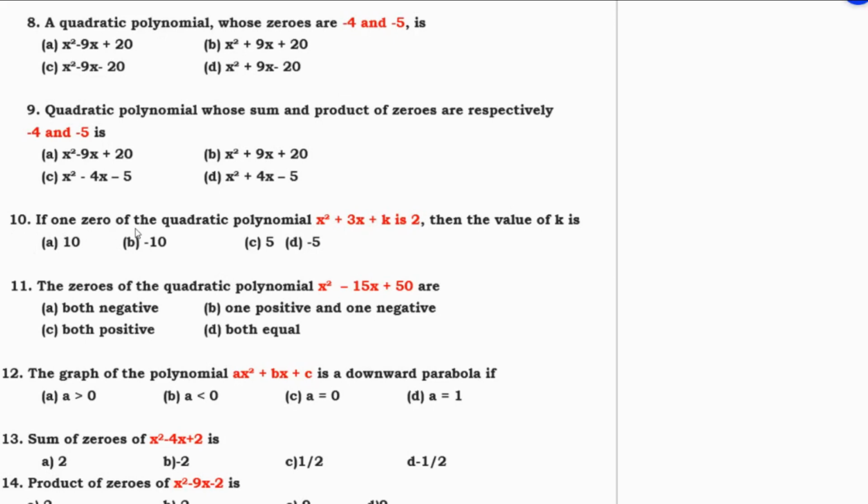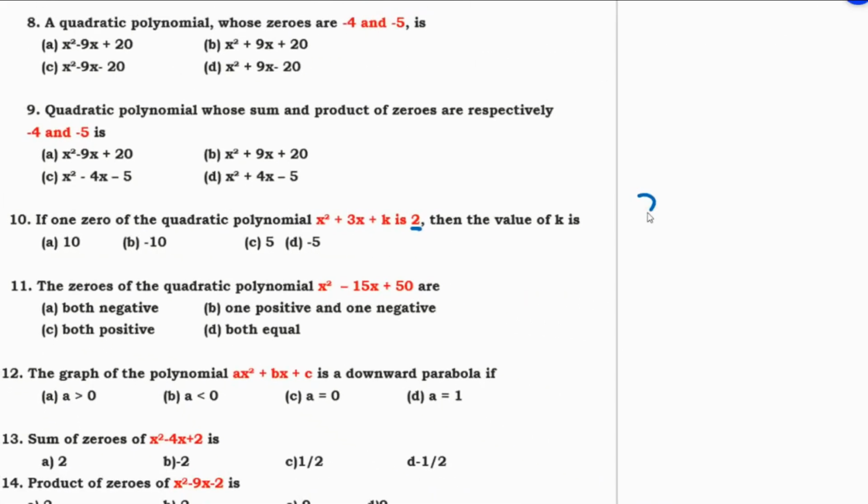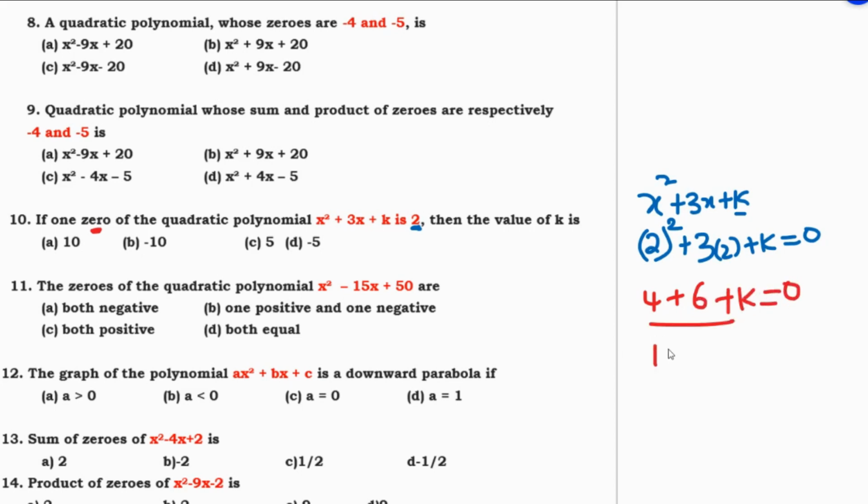10th question: if one of the zeros of the quadratic polynomial x square plus 3x plus k is 2, then find the value of k. Four options are given. So the quadratic polynomial is given as x square plus 3x plus k. To find the value of k, we have to replace x with 2. So 2 square plus 3 times 2 plus k is equal to 0. Why am I equating it to 0? Because 2 is the zero of the polynomial. So 2 square value is 4, 3 times 2 is 6, plus k is equal to 0. So 4 plus 6 is 10, 10 plus k is equal to 0. K value is minus 10. So B, minus 10, is the correct option for the 10th question.